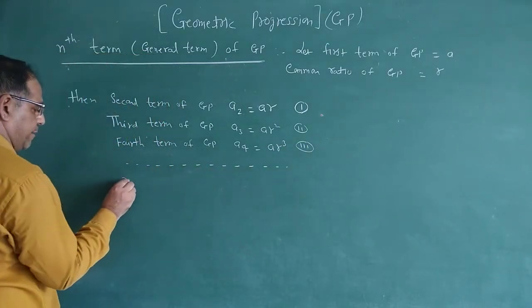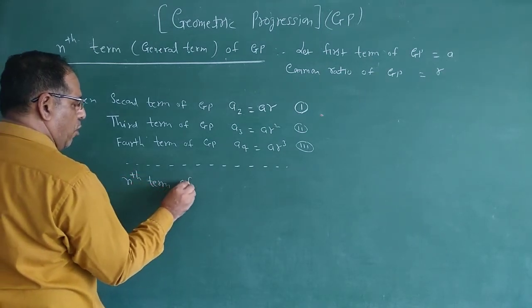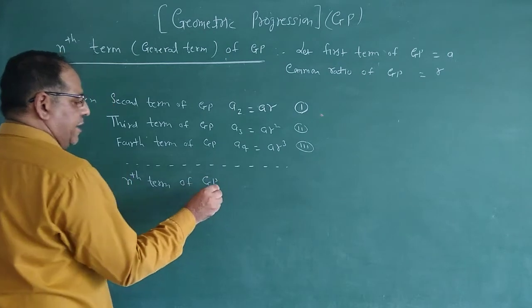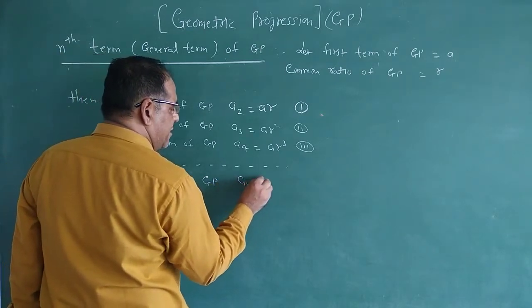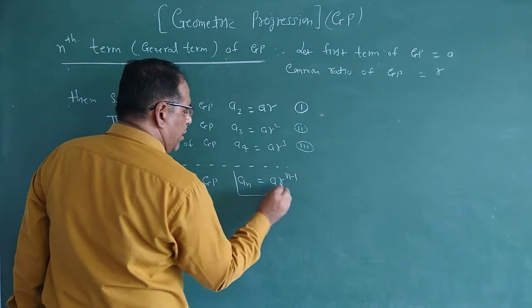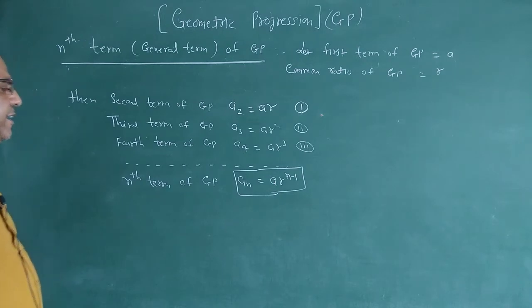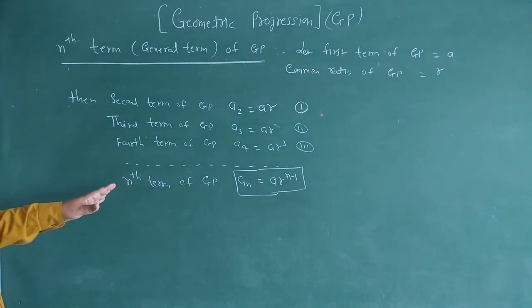Now the nth term of GP, indicated by AN, is equal to AR to the power n minus 1. Using this formula, we can find any term of the GP which we want to find. AN equals AR to the power n minus 1.